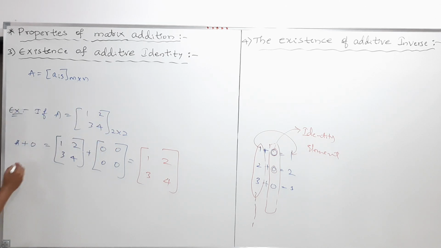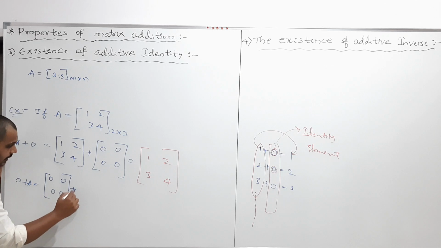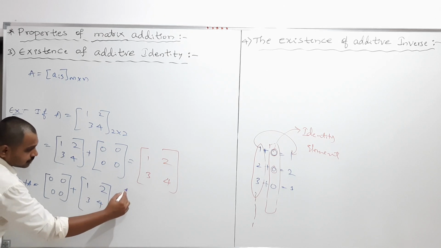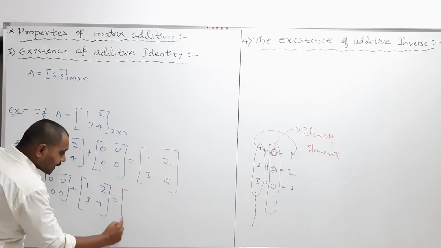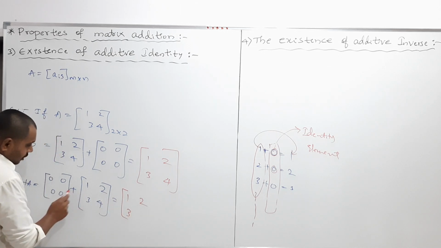Next, my dear students, if I add 0 plus A, as we know from the commutative law, that is, if you interchange the matrices, the value won't change. Still, I am verifying this. If I add the 0 matrix, which is 0, 0, 0, 0, plus this matrix A, which I am taking as 1, 2, 3, 4, then 0 plus 1 is 1, 0 plus 2 is 2, 0 plus 3 is 3, 0 plus 4 is 4.